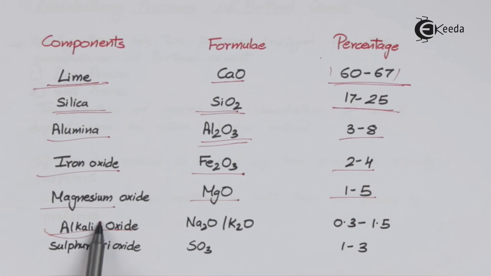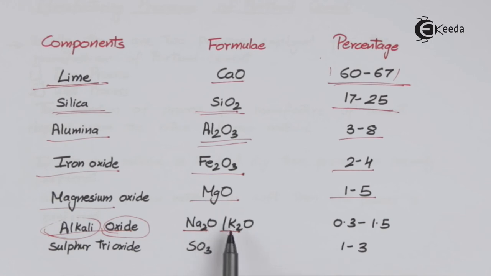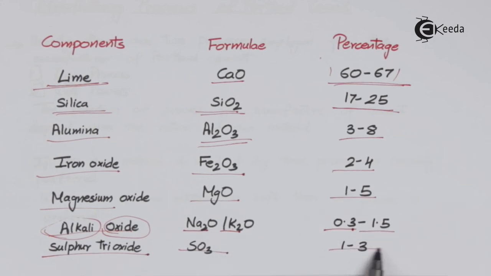Alkali oxide. Now over here when I'm saying alkali, I mean any alkali metal. Alkali metals are my group 1 metals, that is lithium, sodium, potassium, rubidium, cesium. But over here we do not use rubidium, cesium and francium, because francium is radioactive, and rubidium and cesium are highly reactive. So over here we have taken Na and K. Both of them are alkali metals, but we have taken the oxides of the alkali metals, and that is the reason why I have Na2O and K2O, which is present from 0.3% to 1.5%. Finally, we have sulfur trioxide over here, which is SO3, which is 1 to 3%.